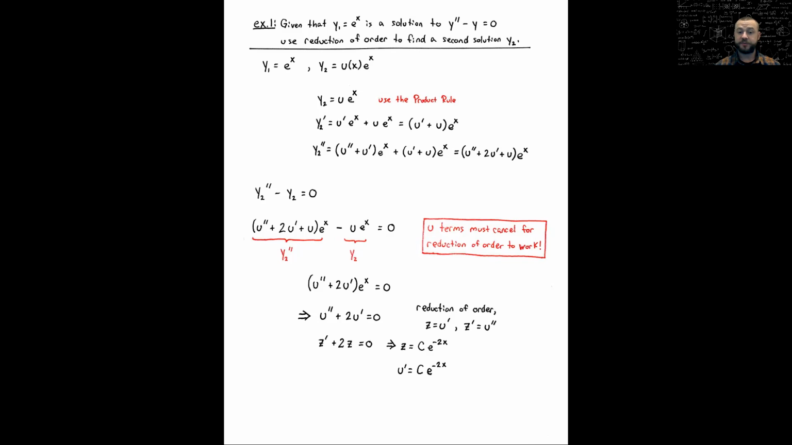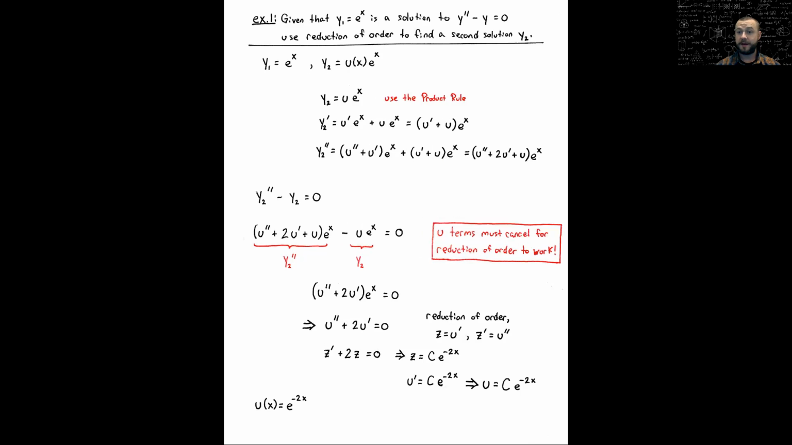We can back substitute z as u prime. Remember, our goal is to solve for u, or u of x. And again, we have a very simple integration here. If we integrate, since c is a constant, the negative 1/2 that we would get by integrating just gets absorbed into it. So we get u here as a constant times e to the negative 2x.